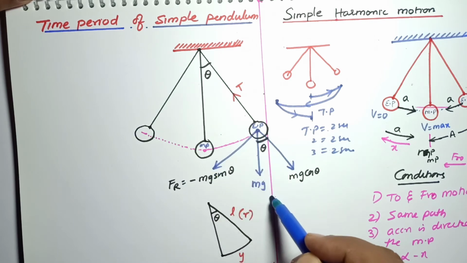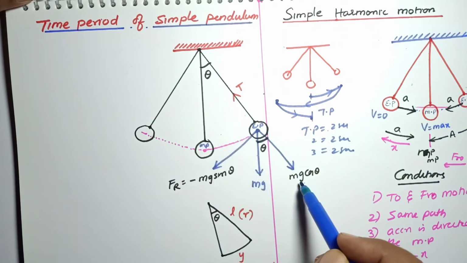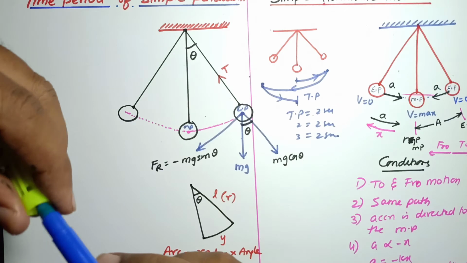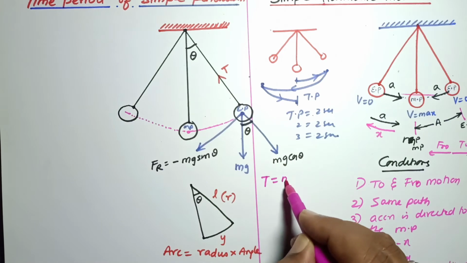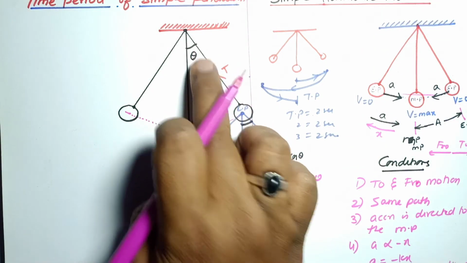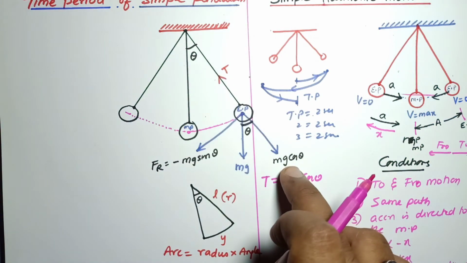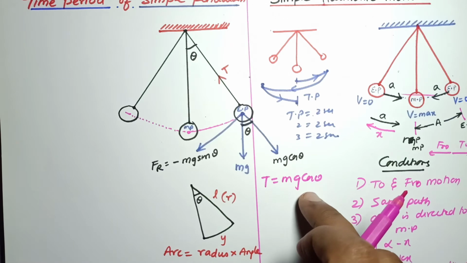Because mg is acting downwards on the pendulum bob and tension is acting upwards, this is taken as mg cos theta. Therefore, I can write one step here: tension T is going to be mg cos theta. The upward force, which is the tension, and the downward force in the opposite direction are both equal here, that is mg cos theta.